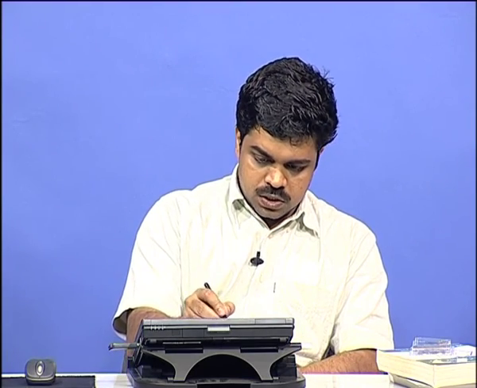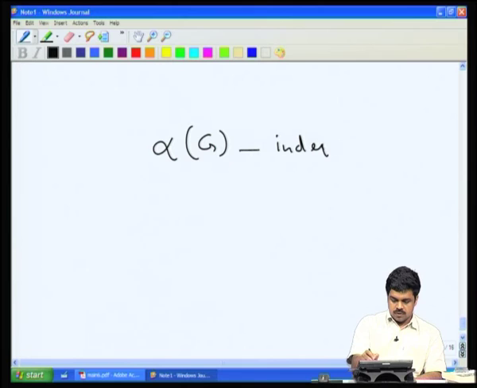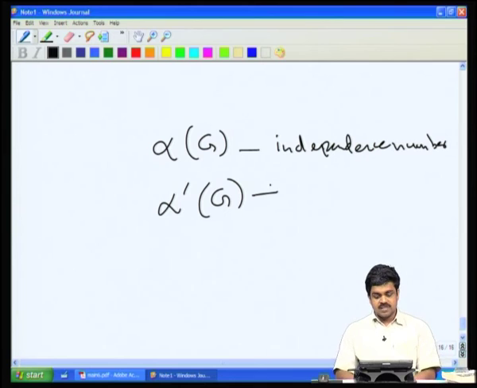So, with respect to the independent set, we have a parameter called alpha of G, and this is the independence number, the stability number. And similarly, with respect to the matching, we had defined alpha dash of G, namely the cardinality of the biggest matching, which can reach up to n by 2 when it is a perfect matching.